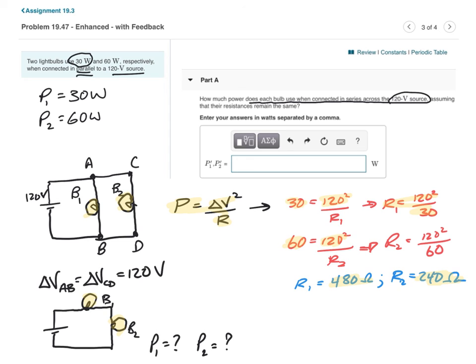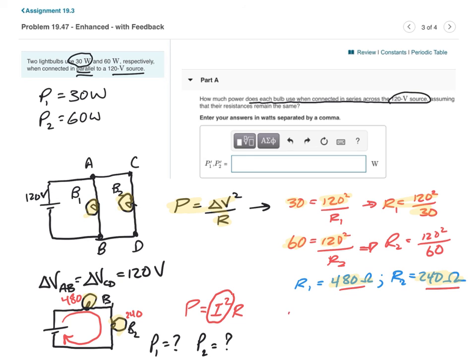So now I'm going to take those two resistors, the 480 and the 240, those two bulbs, and put them in series. And I'm going to use a new equation to calculate the amount of power consumed in that arrangement. The new equation I'm going to use is I squared times R. But to find the I, I have to first figure out what the equivalent resistance is. Well, that's super easy. These are in series. It's just the 480 bulb plus the 240 bulb. That's 720 ohms of equivalent resistance.